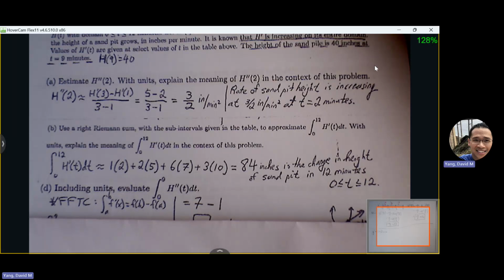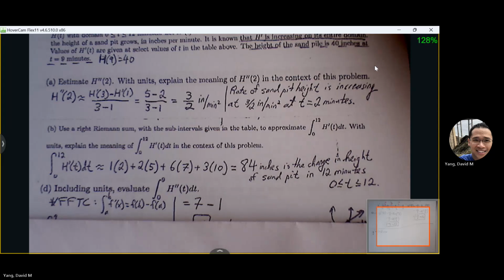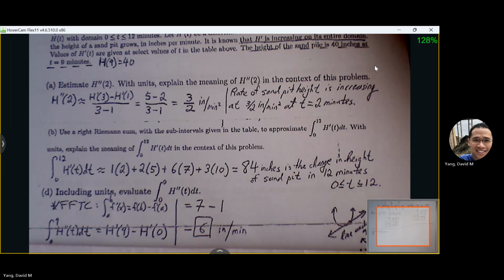Okay, part D. Include units, evaluate the integral from 0 to 9 of h double prime. Well, we know that this is basically using the first fundamental theorem. We know h double prime is going to rise up to h prime, plugging in the upper and lower bounds. Our units will be back to inches per minute.